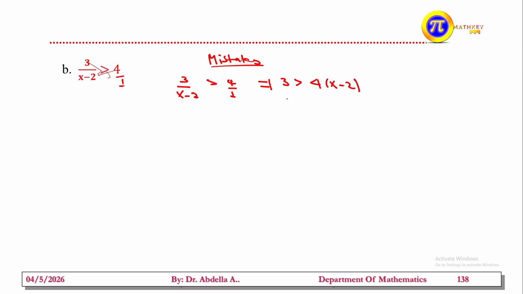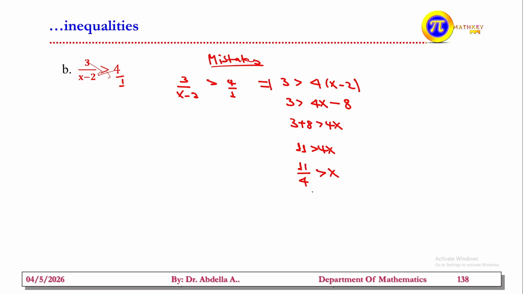This shows that 3 is greater than 4x, distribute this over subtraction, minus 8. Then 3 plus 8 is greater than 4x. This is 11 greater than 4x. What is the value of x? This shows that we divide both sides by 4. 11 over 4 is greater than x. 11 over 4 greater than x is equivalent to x is less than 11 over 4.